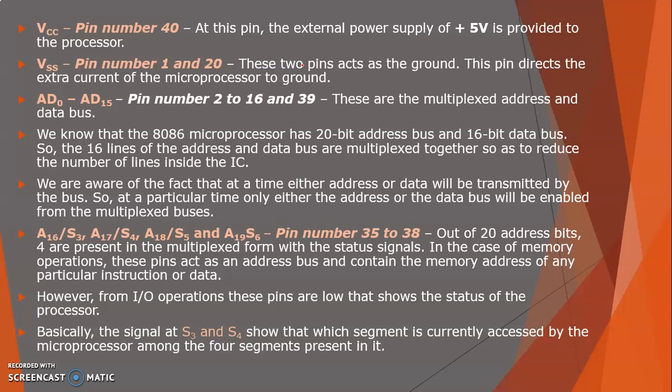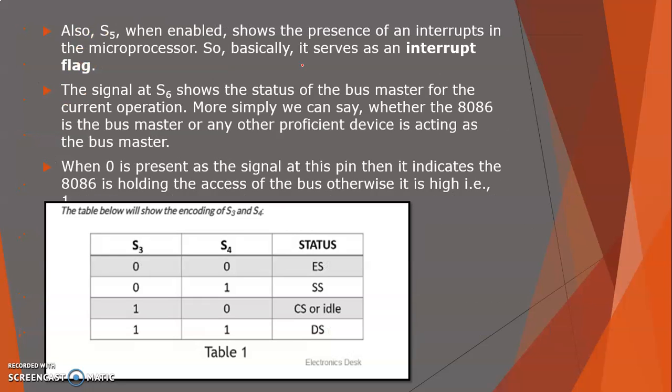Basically, the signals at S3 and S4 show which segment is currently accessed. मतलब basically the signals at S3 and S4 show which segment is currently accessed by the microprocessor among the 4 segments present in it. जब S3 और S4 सिग्नल होगा तभी वो शो करेगा कि कौन सा सेगमेंट करंटली एक्सेस हो रहा है और एक्टिव है फ्रॉम द 4 सेगमेंट. Next is your S5. When S5 is enabled, it shows the presence of an interrupt in the microprocessor. So basically it serves as an interrupt flag.